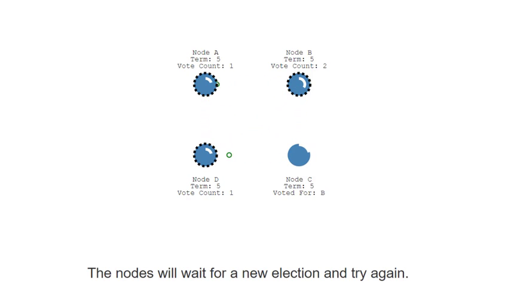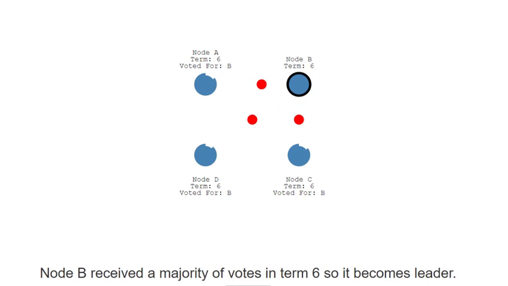Okay, so now you can see, right? Now node B received a majority of votes in term 6 and so it becomes a leader.